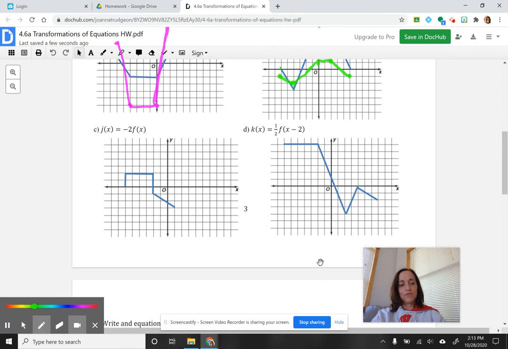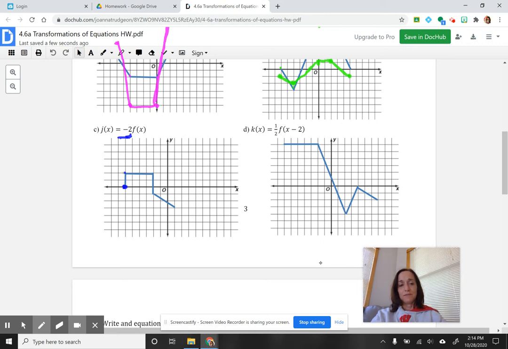Next one, number 3. Might as well just do them all. This is a vertical stretch of 2, and then the negative means it's a flip over the x-axis. So we'll start with this point right here. It's a vertical stretch of 2, and it's 0 away. Double 0, it's still 0. And you're going to flip it over the x-axis while it's on the x-axis, so that point just stays right there.